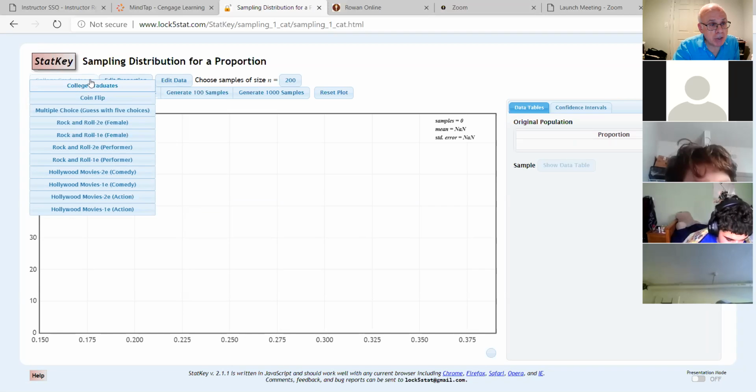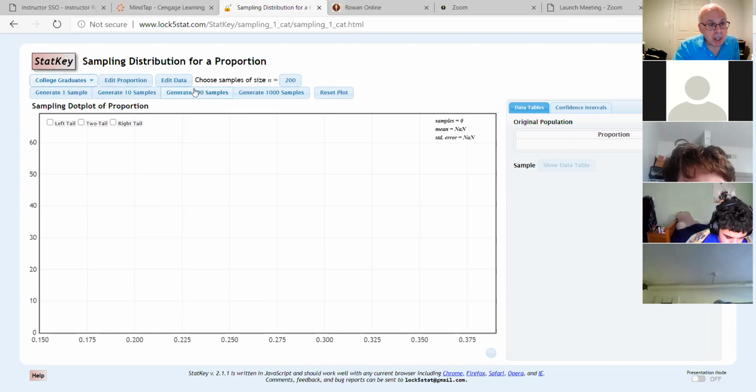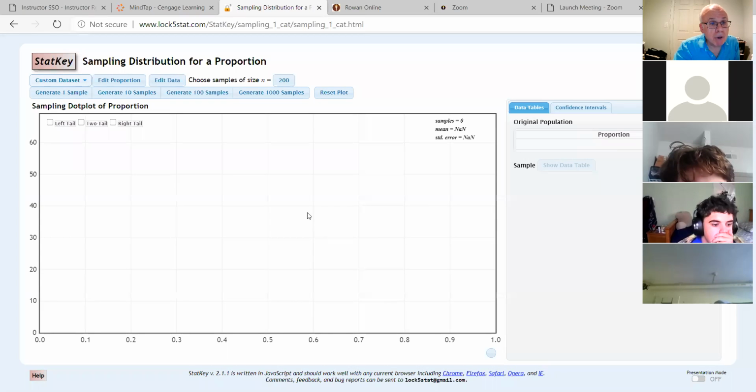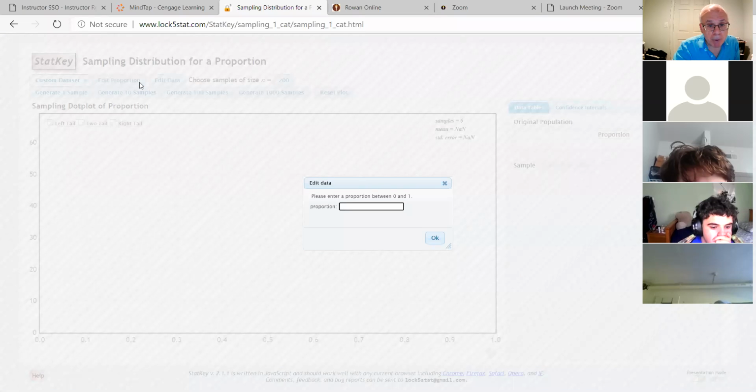These data sets in this particular screen represent a population of values. Actually, this is a proportion, so let's not do that. Let's do something different. With proportions, we can create our own data set by hitting the Edit Data button. So for sampling distributions for a proportion, I'm going to hit that. Actually, it doesn't allow me to do that. Oops, all right. Maybe Edit Proportion does. There we go, Edit Proportion.